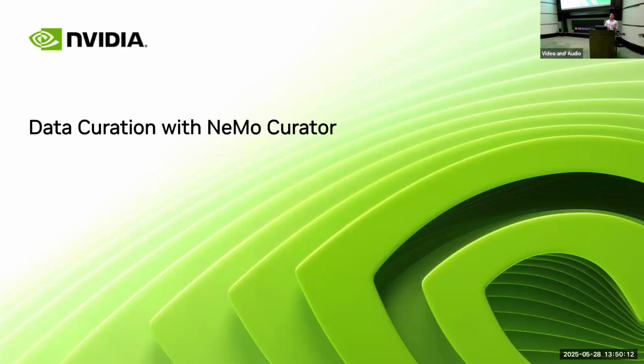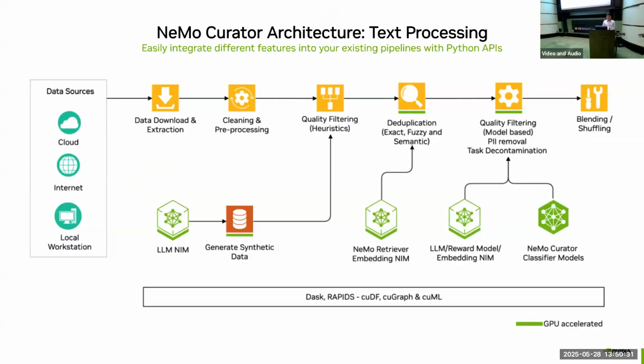So with that high level overview, I'll now dive into each of the components that we just talked about, from curation all the way through the reasoning phase, in a little bit more detail and give you some practical examples and information about how you can go about doing these things. So first, we'll start talking about data curation with NeMo Curator.